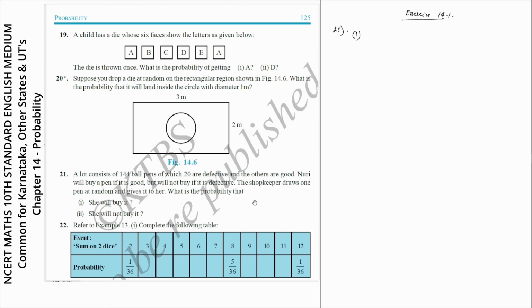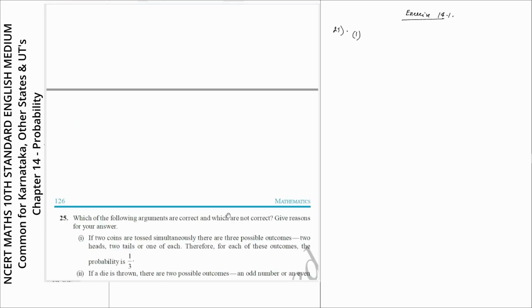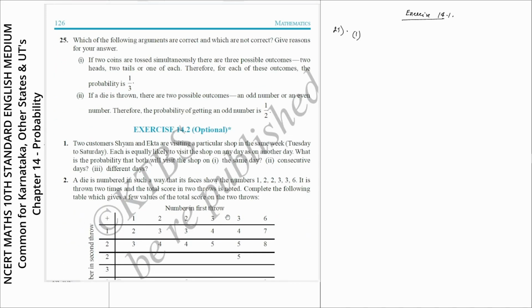Exercise 14.1, question number 25. Which of the following arguments are correct and which are not correct? Give reasons for your answer. If two coins are tossed simultaneously, there are 3 possible outcomes: 2 heads, 2 tails, or one of each. Therefore for each of these outcomes the probability is 1 by 3. So whether this is correct or not, let us check.